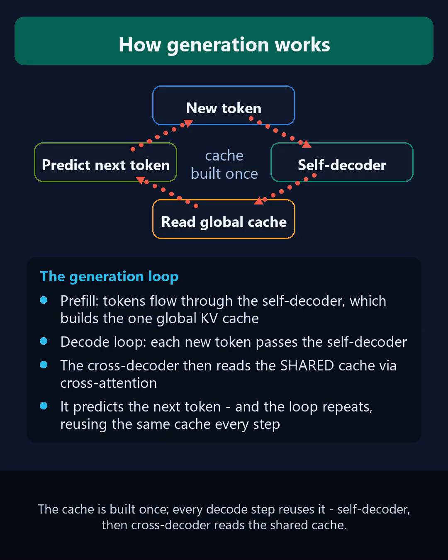Watch it run. During Prefill, tokens flow through the self-decoder, which builds the one global cache. Then decoding begins as a loop. Each new token passes the self-decoder, then the cross-decoder reads that shared cache through cross-attention to predict the next token, and the loop repeats. Crucially, the cache is built just once and reused top to bottom, every step, for every remaining token in the sequence.